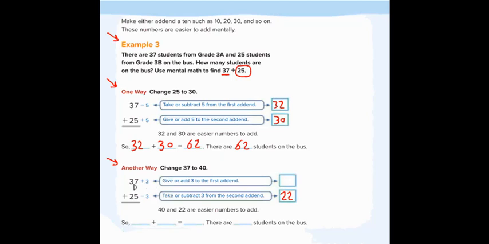Add these 3 to 37, so it will be 40. Now, 40 and 22 are easier numbers to add. 40 plus 22 is, yes, 62. So there are 62 students on the bus. We got the same answer. So you can convert any one of them to tens form to make addition easier.